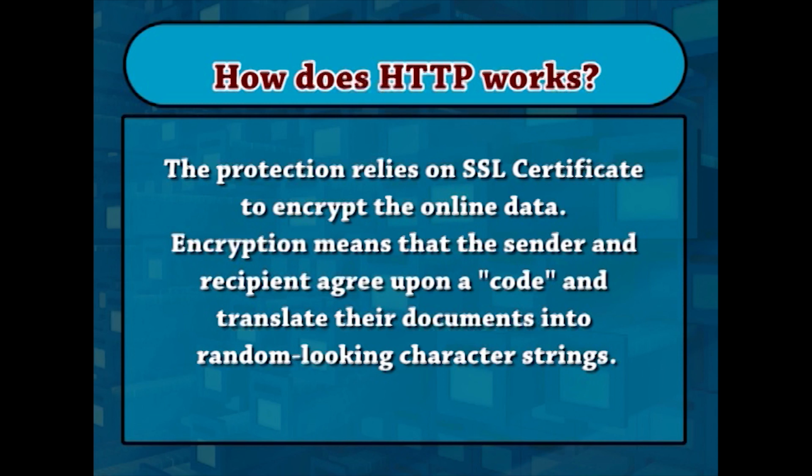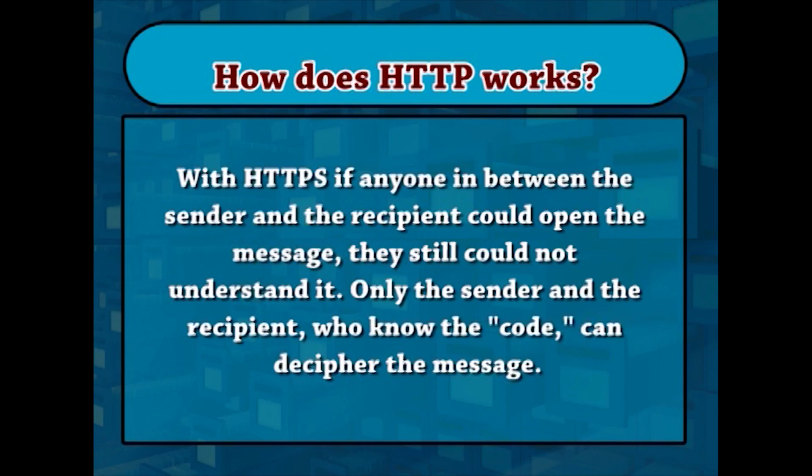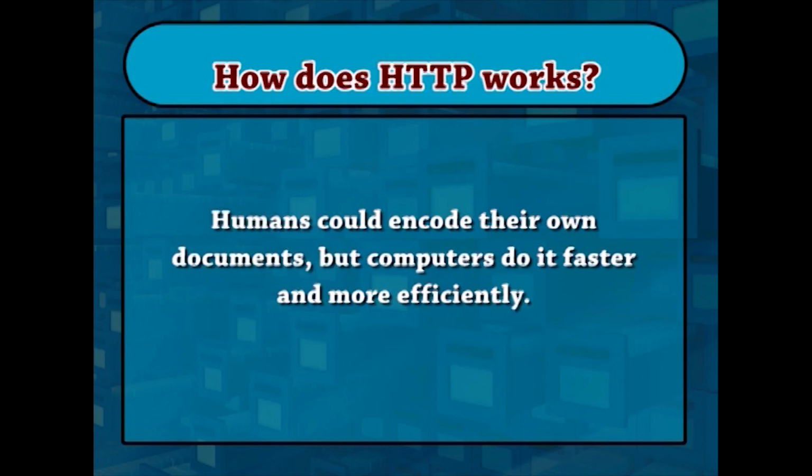Encryption means that the sender and recipient agree upon a code and translate their documents into random looking character strings. The procedure for encrypting information and then exchanging it is called Hypertext Transfer Protocol secure. With HTTPS, if anyone between the sender and the recipient could open the message, they still could not understand it. Only the sender and the recipient who know the code can decipher the message. Humans could encode their own documents, but computers do it faster and more efficiently.